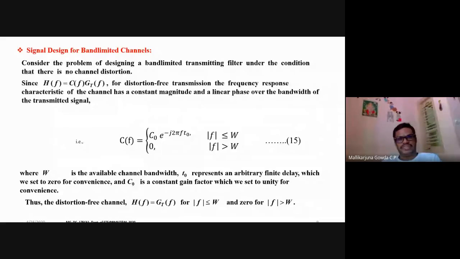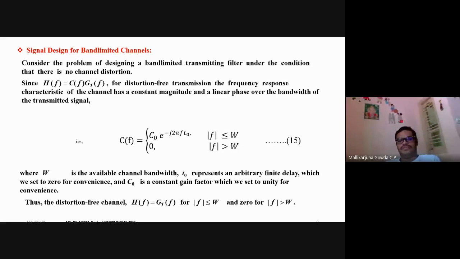So I am writing C of f as C naught into e power minus j 2 pi f t naught when f is less than or equal to W, and its value will be 0 when f is greater than W, where W is the available channel bandwidth and t naught is an arbitrary time delay, which I can set to 0. If I set that arbitrary finite delay to 0, then for my convenience I am assuming C naught, which is a gain factor, to be 1.